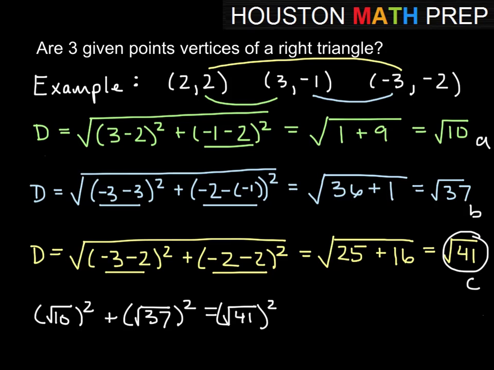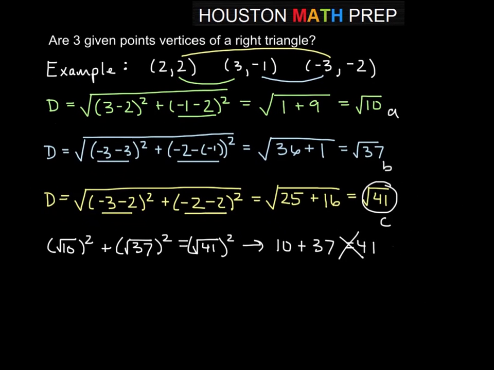So square undoes the square root, so that should tell us that 10 plus 37 equals 41. And we can tell that certainly is not true, right? So that's going to give us something that is false. So we get a false statement if we try to use this information and plug it into the Pythagorean theorem. So in this example, we would say this is not a right triangle.